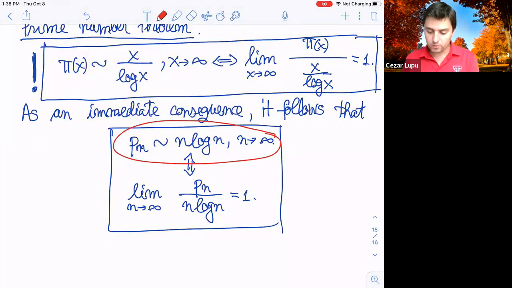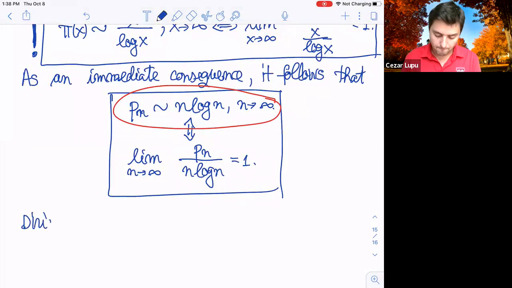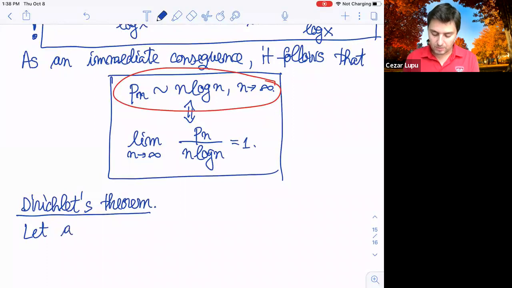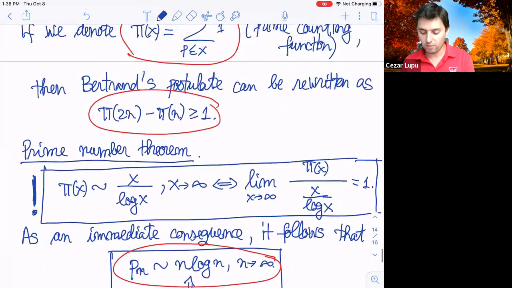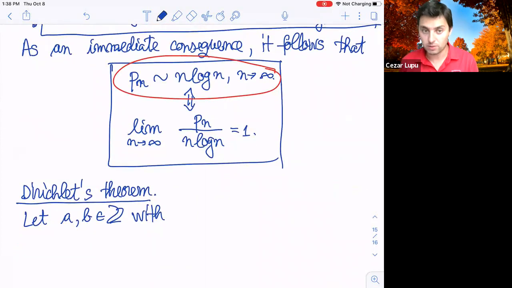Okay, now there's one theorem that I would like to mention, which we'll call Dirichlet's theorem, which says the following: if I have two integers, a and b. This is, again, a very deep theorem. I'm not going to prove any of this. In fact, all these theorems that I just mentioned, the last three theorems, Bertrand's postulate, prime number theorem, and Dirichlet's theorem, you do them in a graduate course.